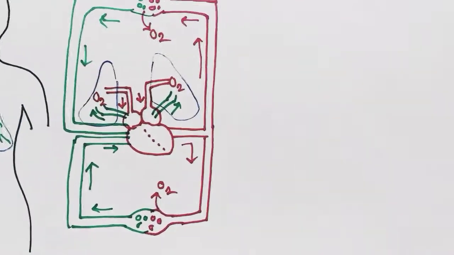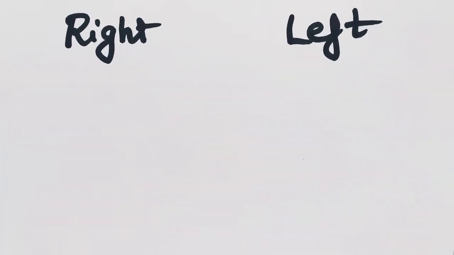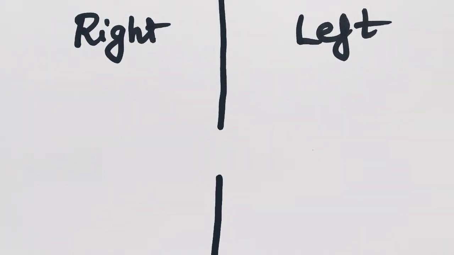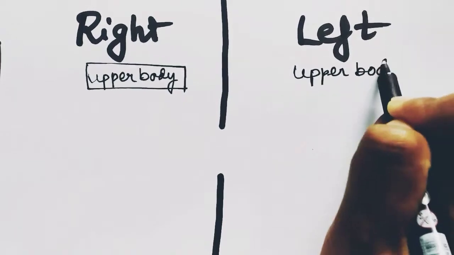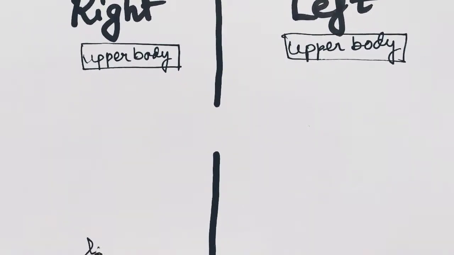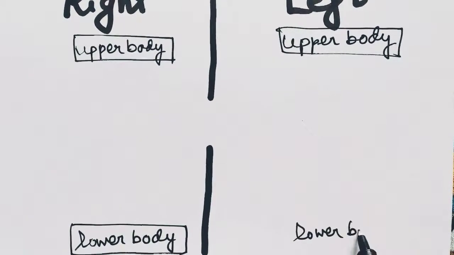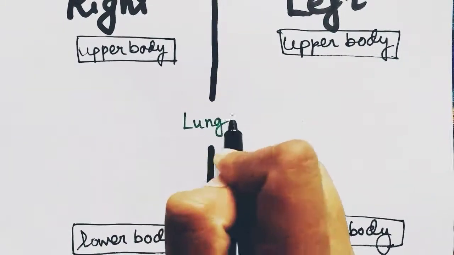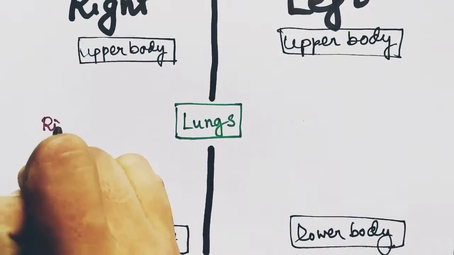Now, there are two compartments of the heart, the right compartment and the left compartment. And the body parts above the heart are referred to as the upper body part and the body parts below the heart as the lower body part. And the lungs give oxygen to the blood. Now the right compartment of the heart.